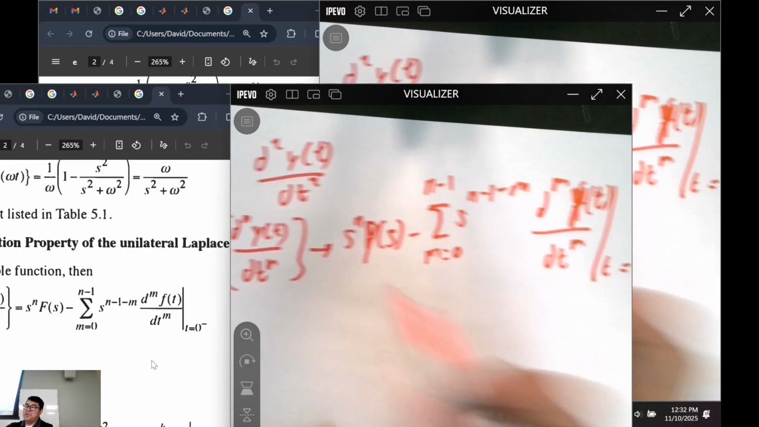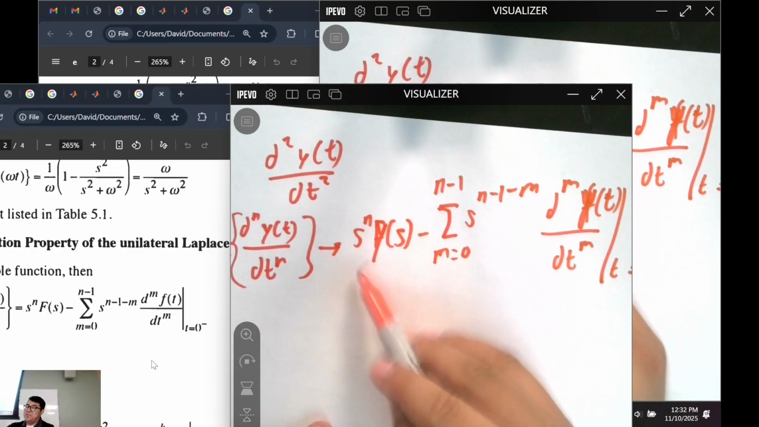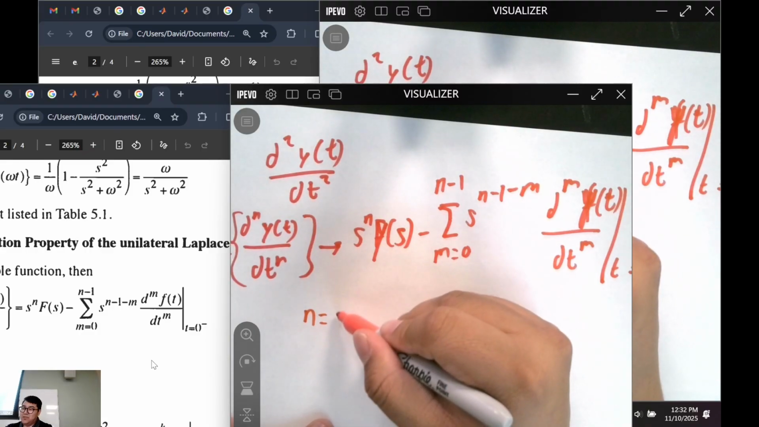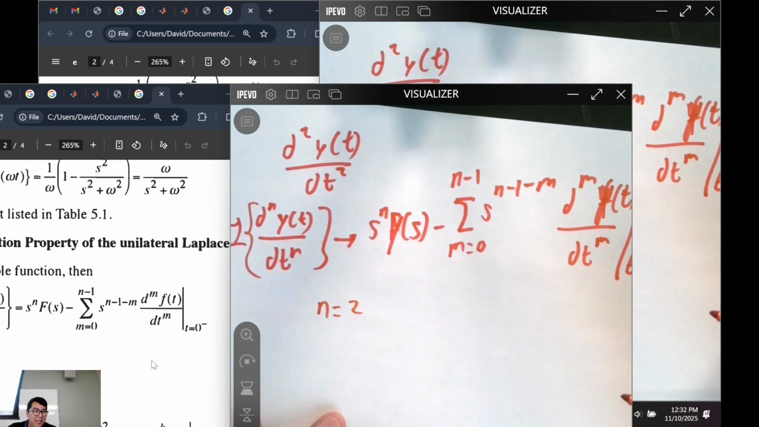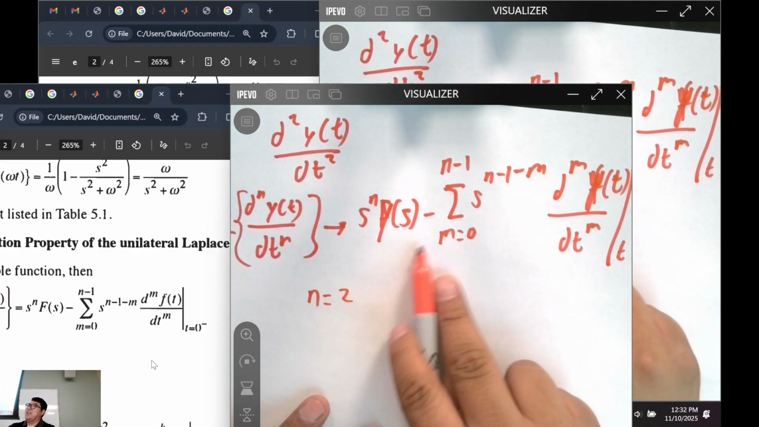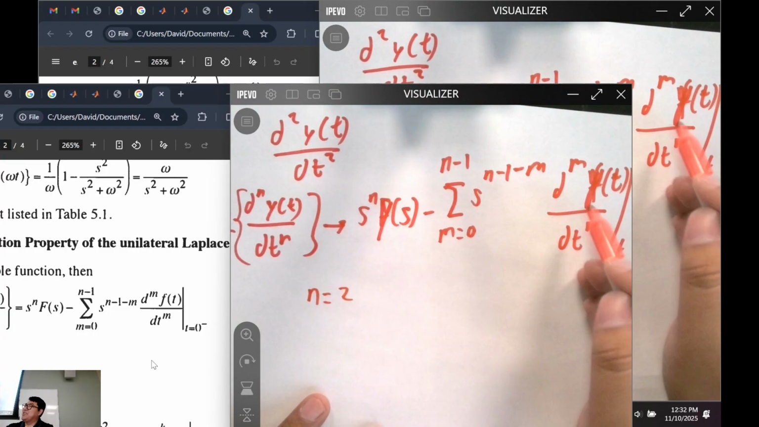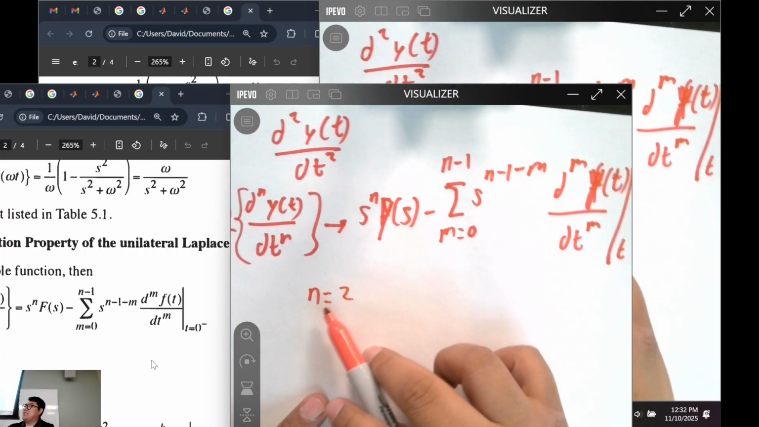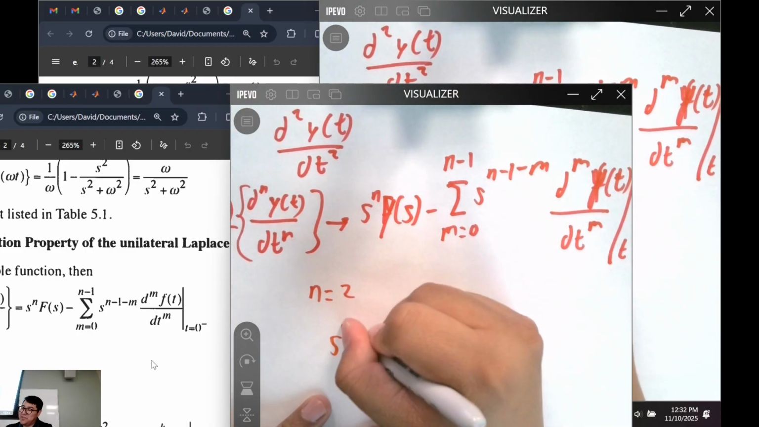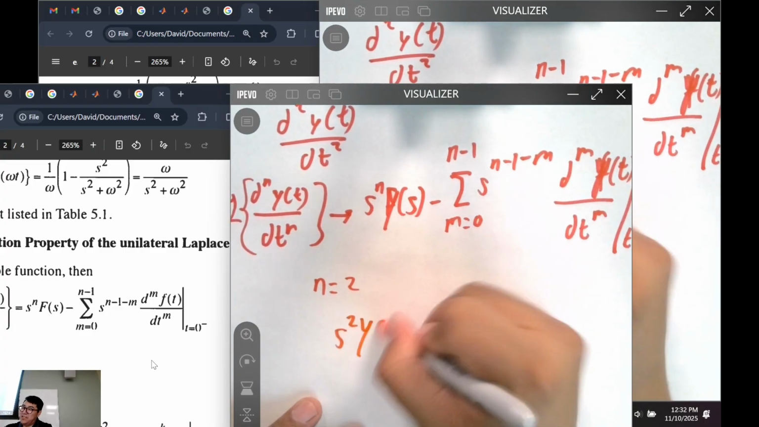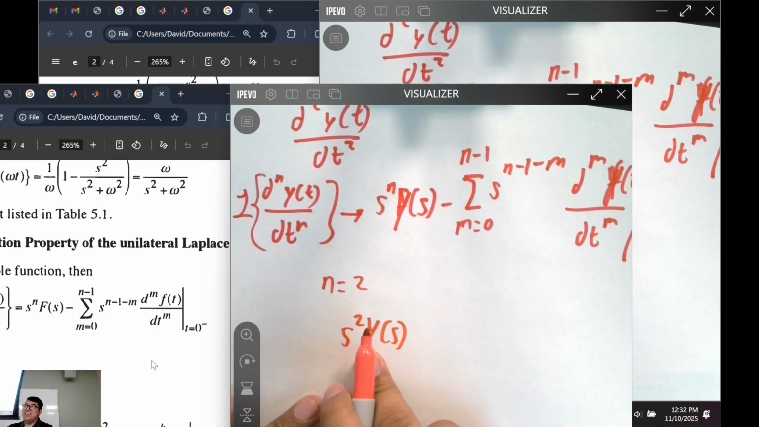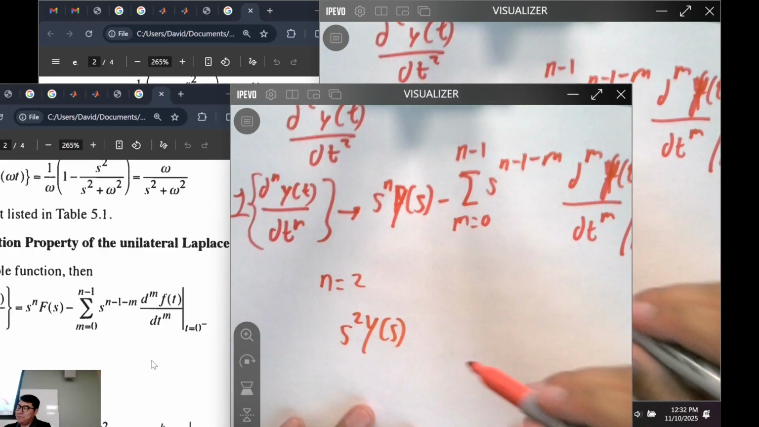But we're going to punch in numbers. So what's the first part going to be when n is equal to 2? If we have this n equals 2 condition, we're going to plug and chug this second order equation into this. So I'm going to get s squared Y of s. Remember this part? The thing I'm forcing you guys to memorize. This is going to be on exam 5, okay?